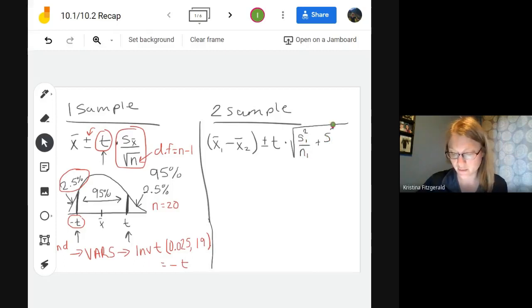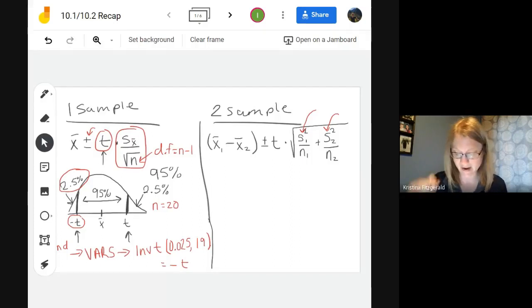This formula is given, by the way. You don't have to memorize it, but that is what it looks like. So you've got both of your sample standard deviations, which are provided. These numbers are given: the standard deviation from each sample, and then their respective sizes, and then it's technically just a plug and chug. But there's a calculator hack.